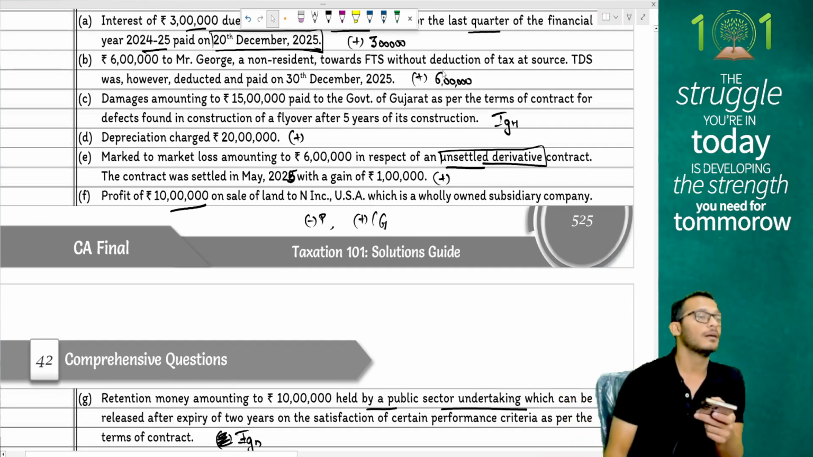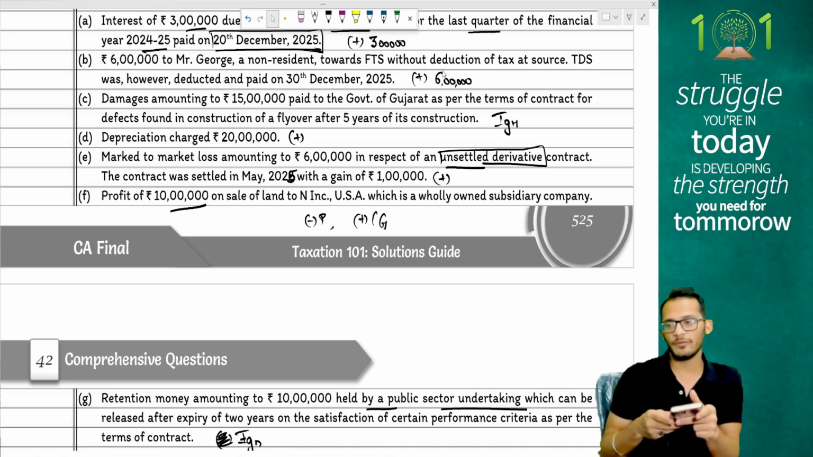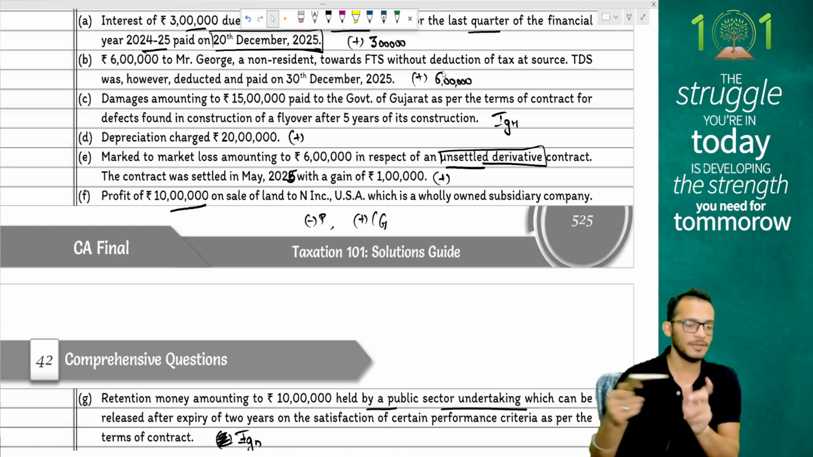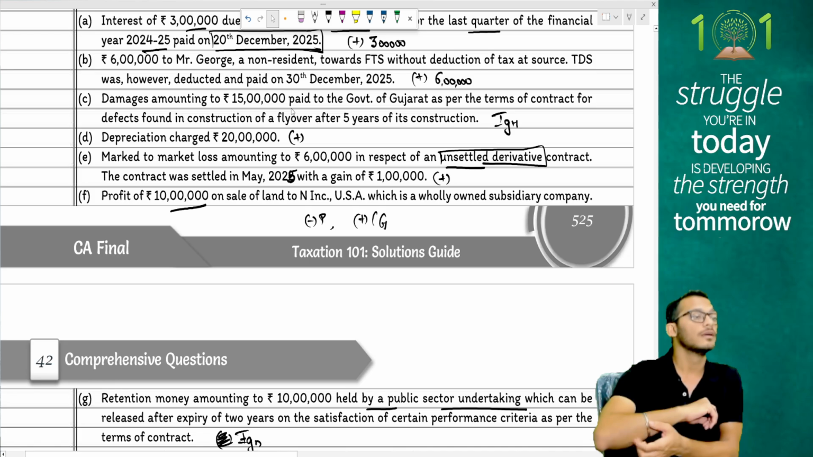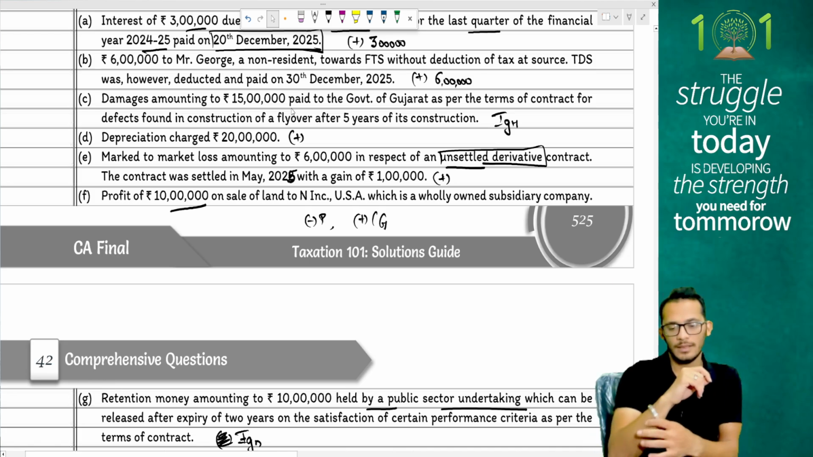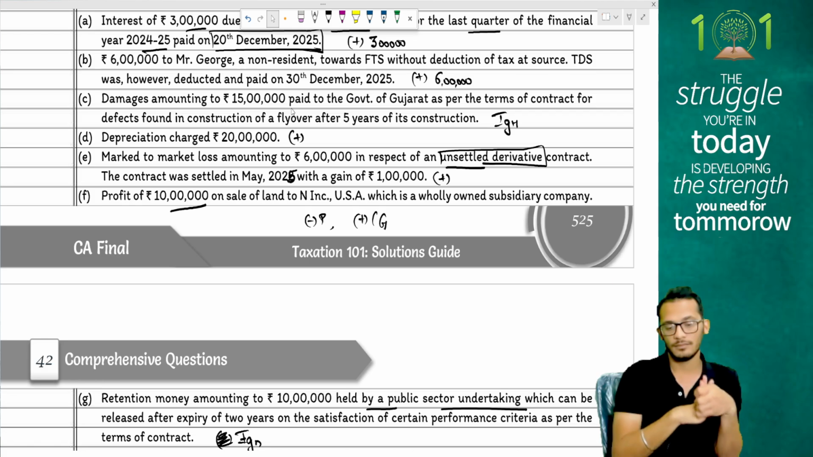Point number F. The thing about point number F, if you notice, is that I don't have to write big English in PGBP. I only need to write it in CG. So let's keep it very simple in PGBP. Heading is sale of land.